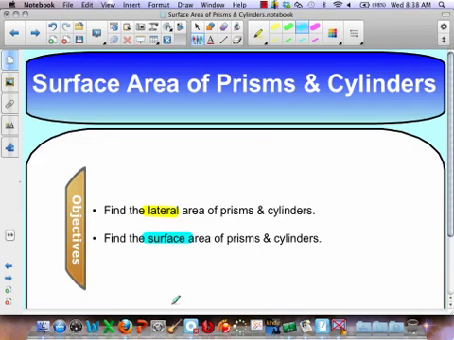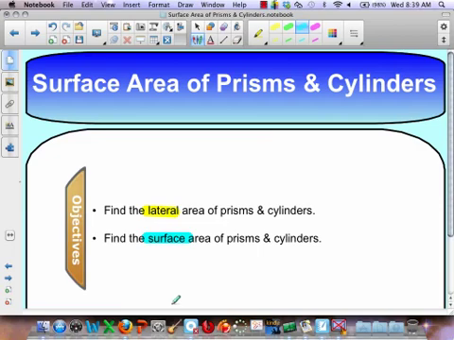So when they ask you, you're going to really pay very close attention to those details. Are you asked to find the lateral area, or are you asked to find the entire surface area? When we look at this, the formulas aren't that bad. They're pretty self-explanatory. But there's some small details that are worth going over.